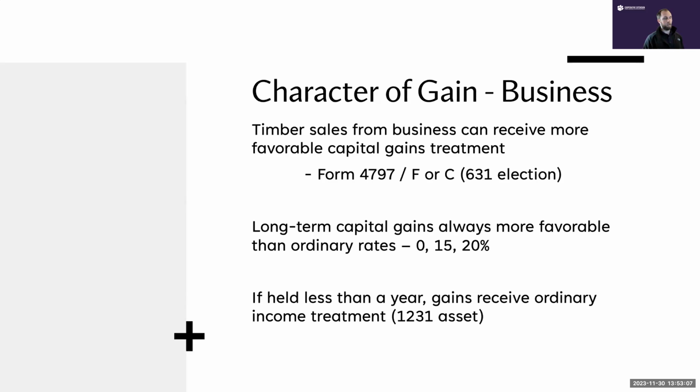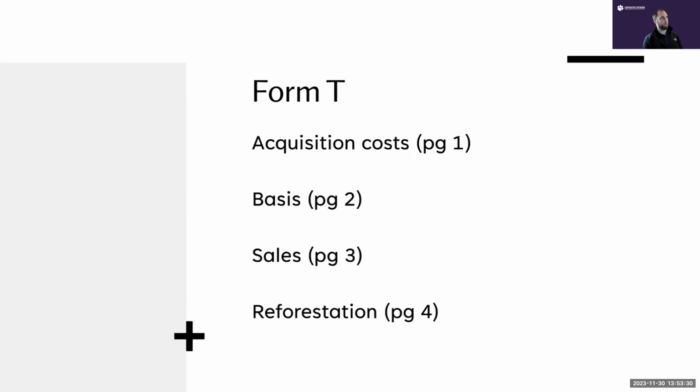I will say on the business side, if you held the asset or the property for less than a year and you make a sale from it, they actually receive ordinary gain treatment. And so that's going to be higher tax rates. It's also going to be self-employment tax. And that's the 1231 asset. That's just a reference to that, and you can take a look at that if you'd like to.